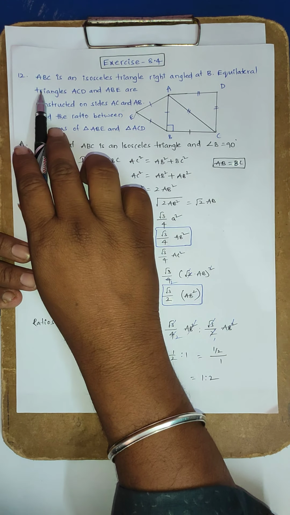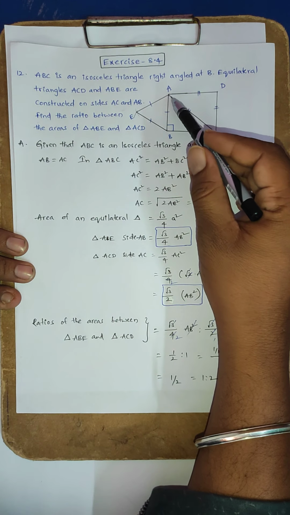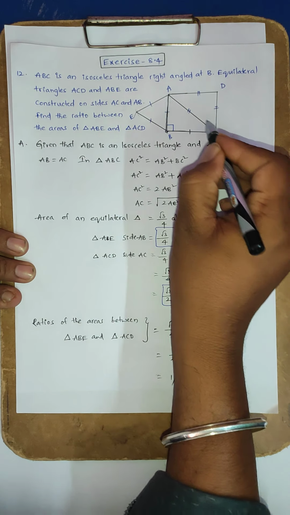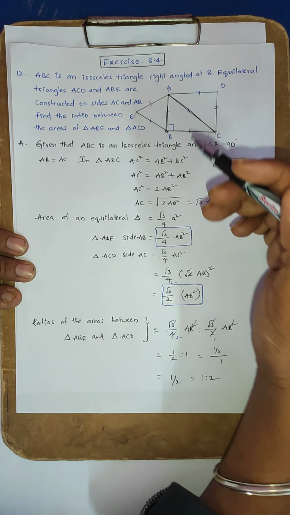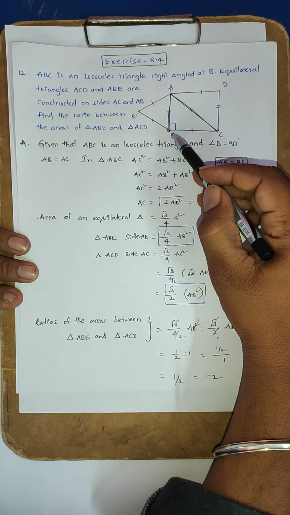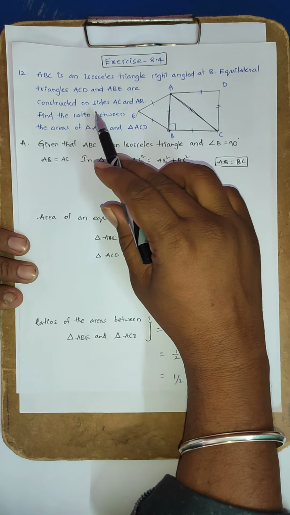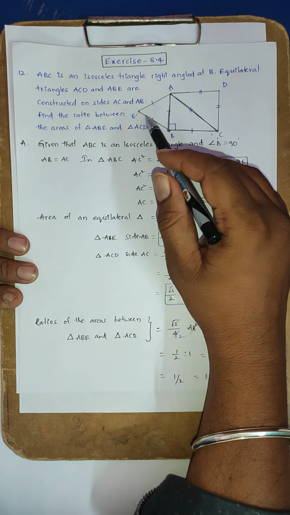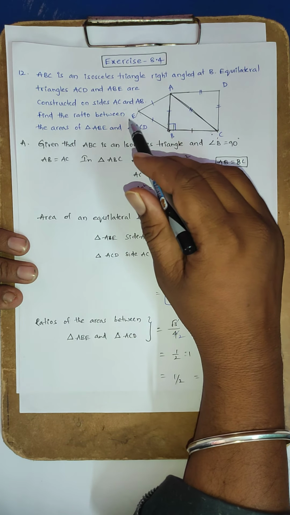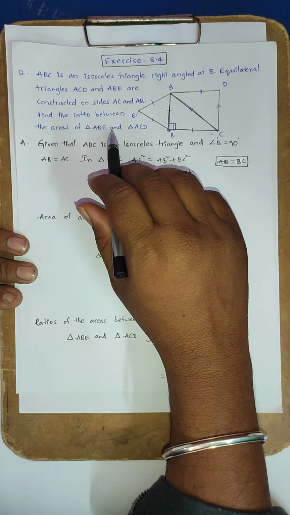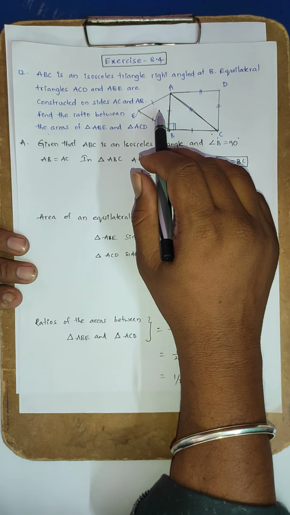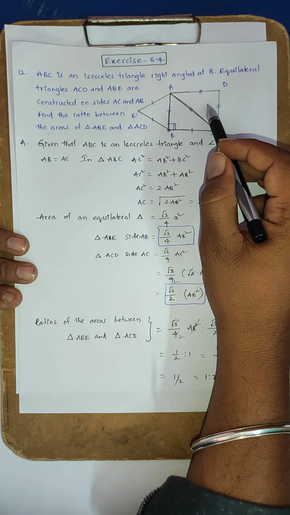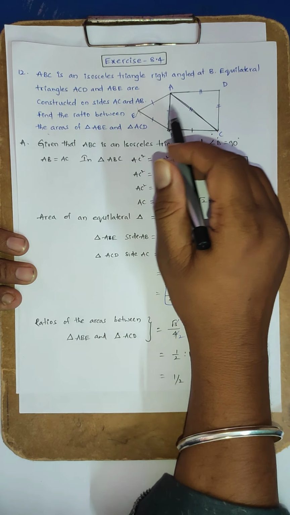Now the 12th problem. ABC is an isosceles triangle, right angled at B. Equilateral triangles ACD on the hypotenuse and ABE on the perpendicular side are constructed on AC and AB. Find the ratio between the areas of the triangles. We need to find the area of this triangle and of this triangle, then find the ratio of their areas.